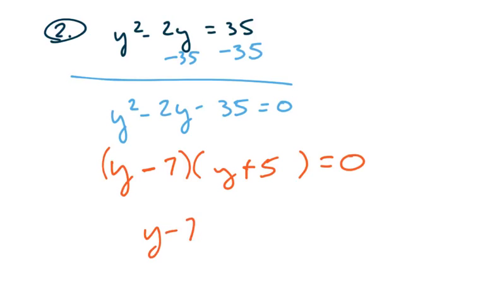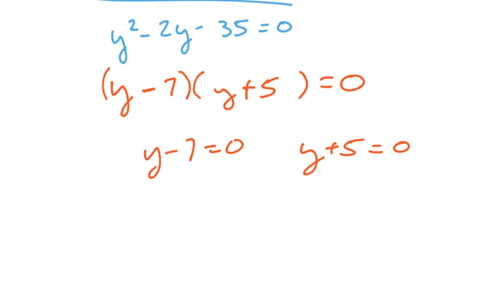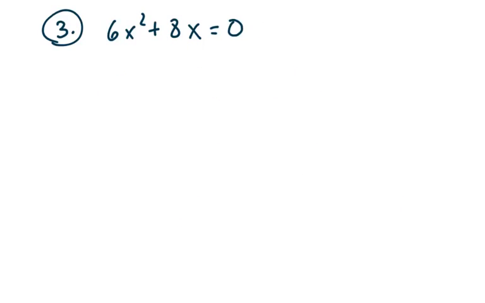So I can say y minus 7 is 0, y plus 5 is equal to 0, and solve. So y is 7, and y is negative 5. And we are good. On to the next one.